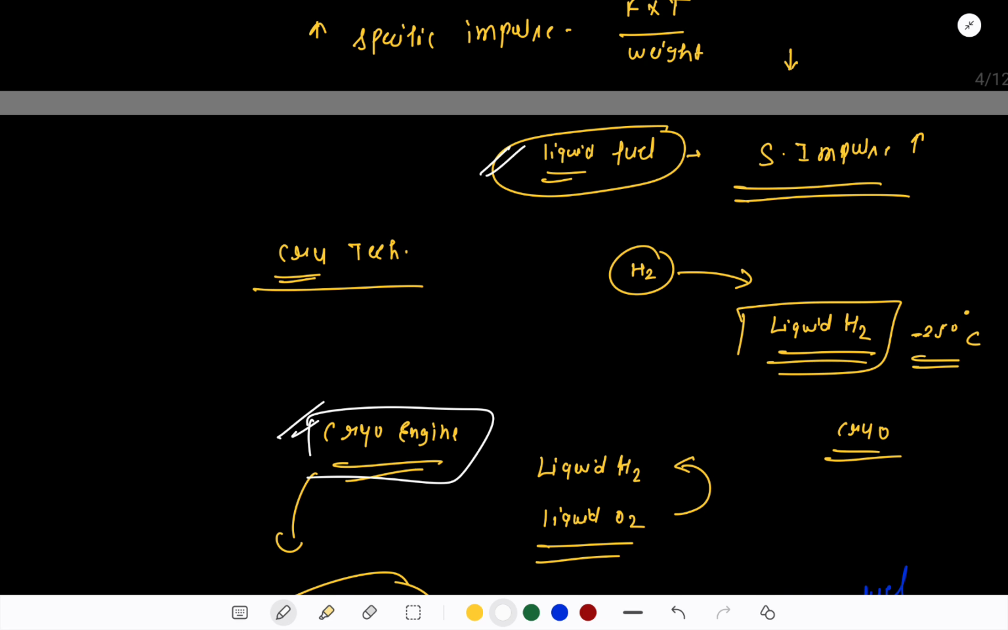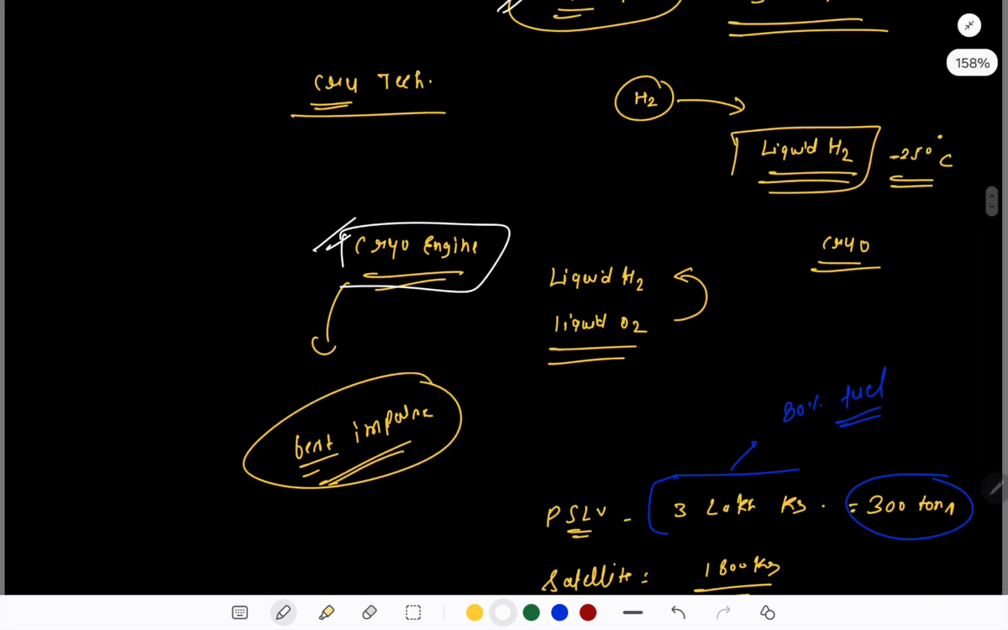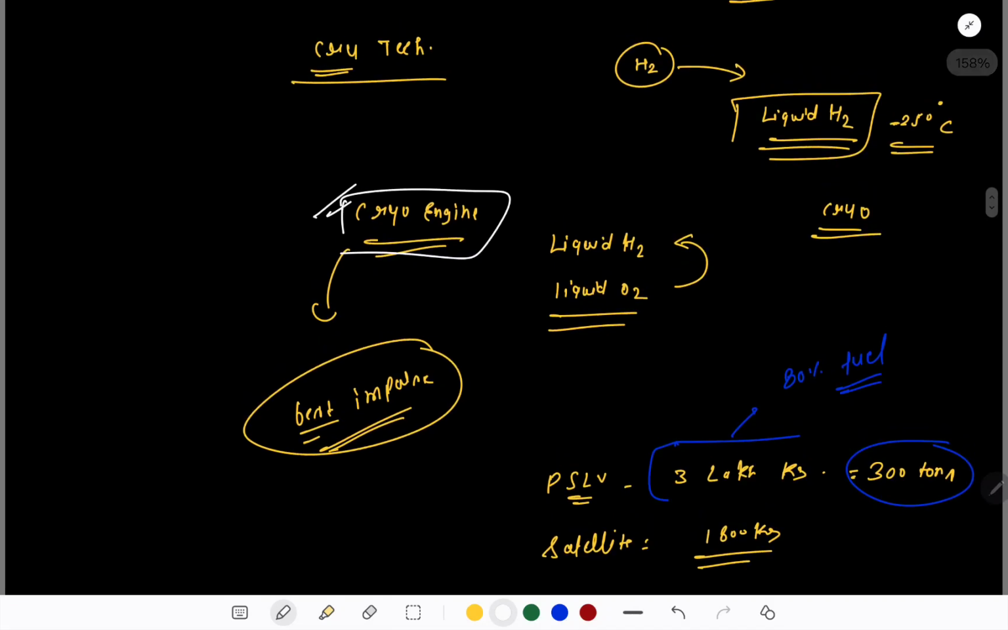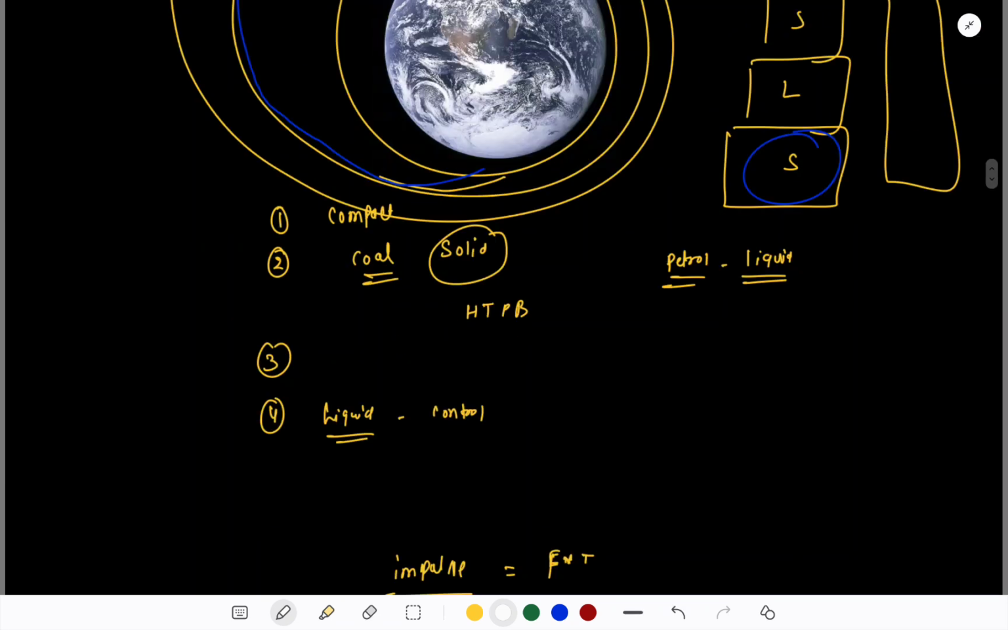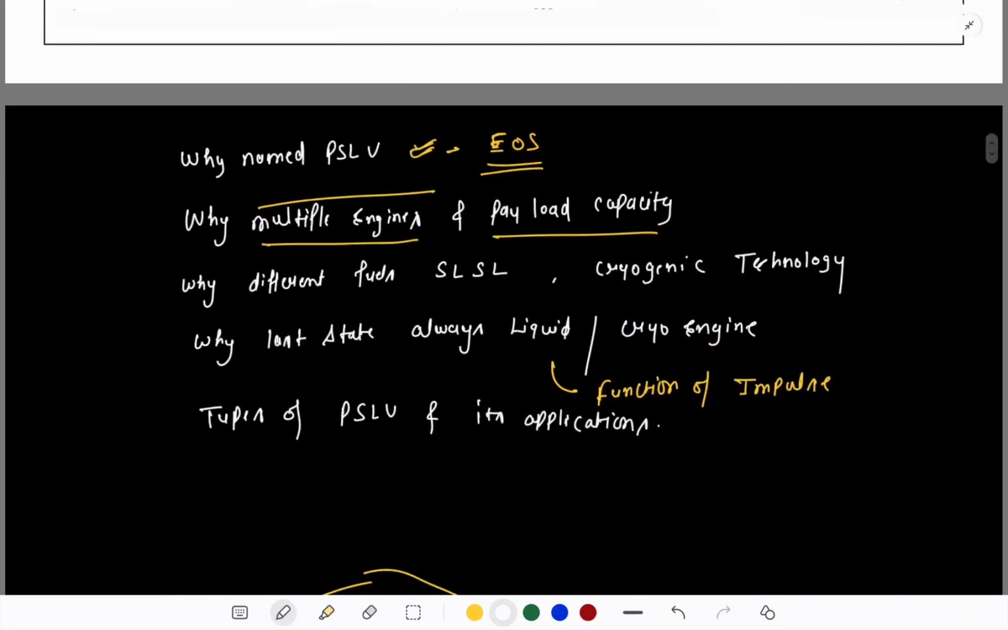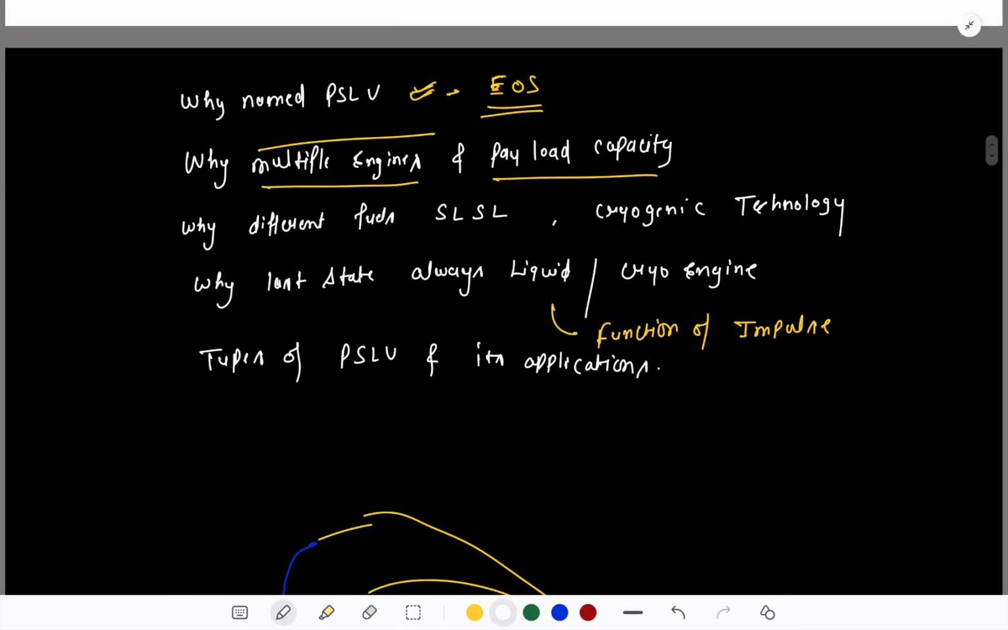So these are the reasons why we are using different stages of the rocket, and different types of fuel. Got it? Maybe you have got the concept of payload and different types of fuels. Talking about multiple engines, we have talked about it. Next, I have talked about the payload capacity.